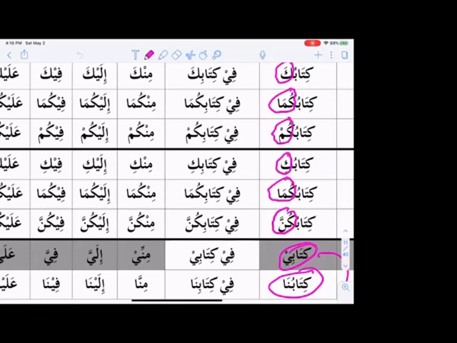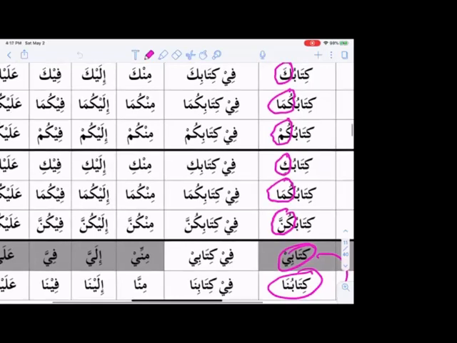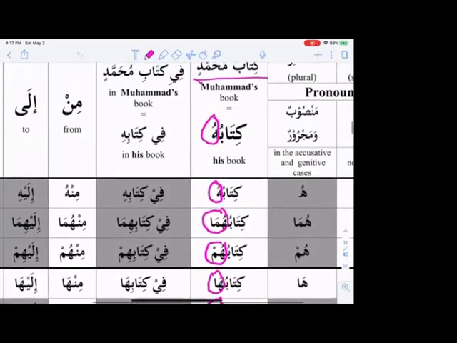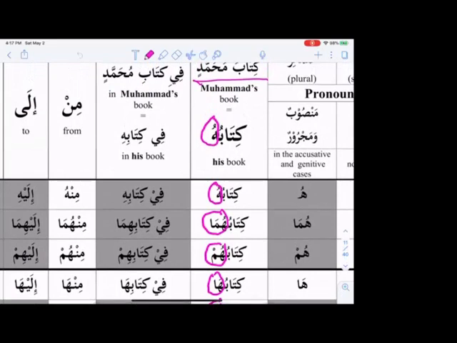Okay, now, I have my favorite for mudaf mudaf ilayhi. I love that. I want you to love it too. Rabbuhu, huh? What is it? Rabbu, okay.